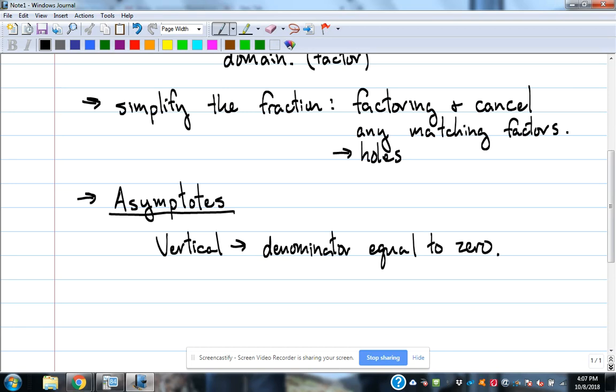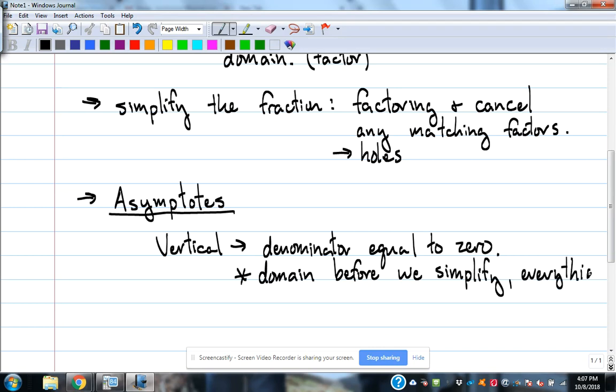So that's maybe a star point there. Domain: before we simplify. Everything else: after.